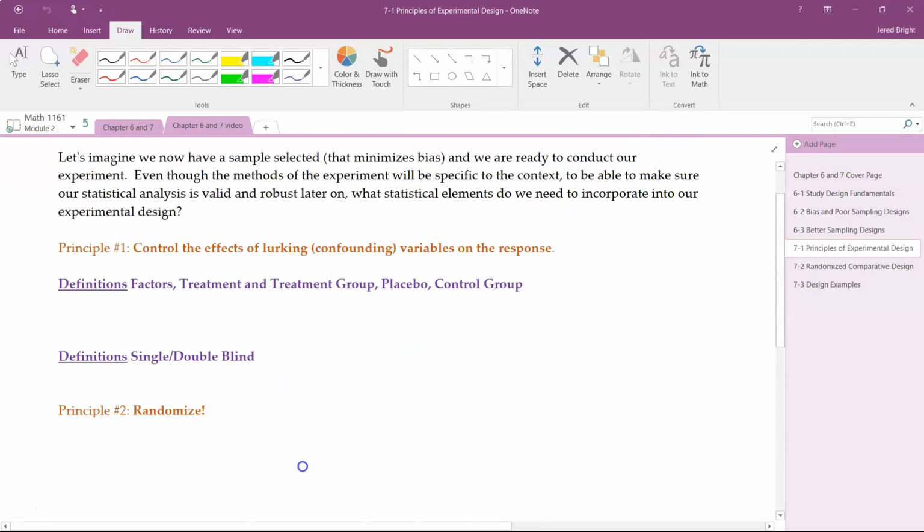The first one is controlling effects of lurking and confounding variables on the response variable. Okay, and so here, many experimental designs have a treatment, right? That's the whole purpose, is to test the treatment out on the group of individuals that you selected for your sample. Okay, and so we would call them the treatment group, just the individuals getting the treatment.